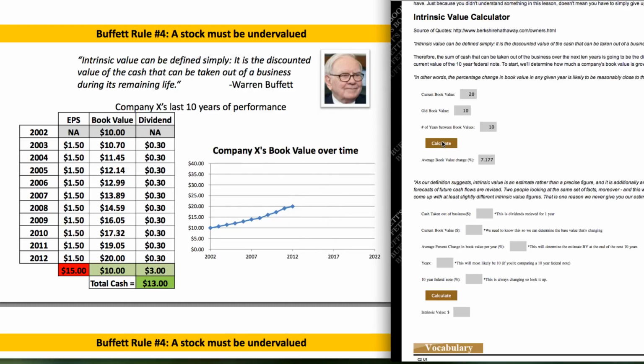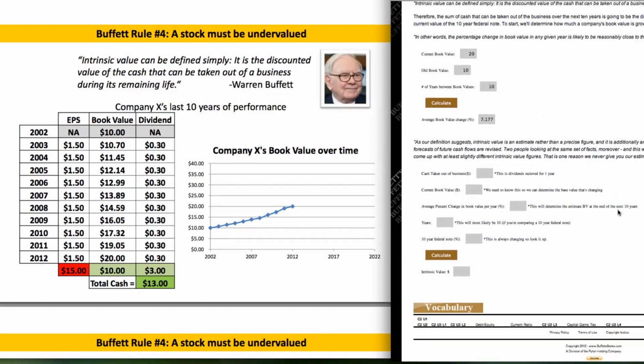Now that number is really important because as we look into the next 10 years, we know that the book value right now is 20. So that gives us a good idea of what we might want to use when we estimate how the book value is going to grow over the next 10 years for the bottom calculator. So now we can move down to this bottom calculator and use that number. So the cash taken out of the business, the actual cash that's being removed from the business, we're talking about that dividend.